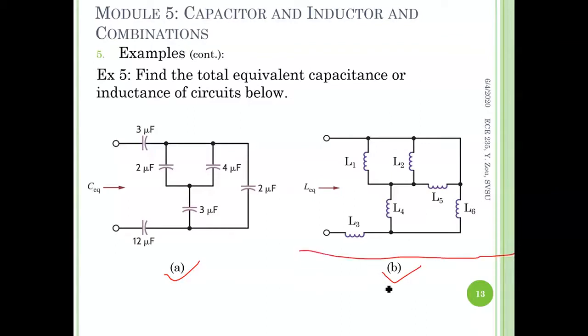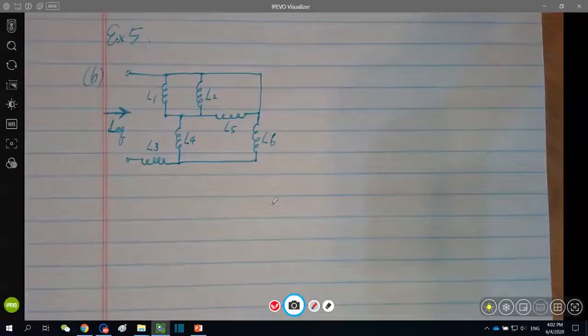And why is it easier? Because if you review the previous slide, the combination rules for inductors are exactly the same as those for resistors. However, for capacitors it is opposite. We will see how to deal with both. Begin with circuit B. I'm repeating the circuit as this and going through the solution step by step by writing it.